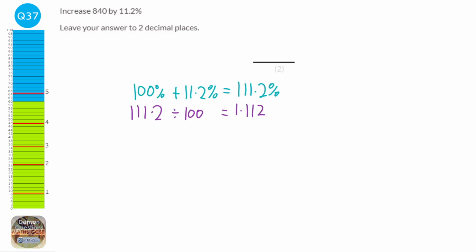And the beauty of a multiplier is all we do is we get our amount, which is 840, and multiply it by the multiplier. And it will do all the hard work for us and give us the answer of 934.08.